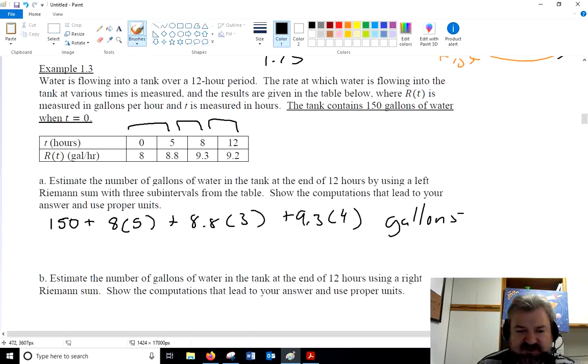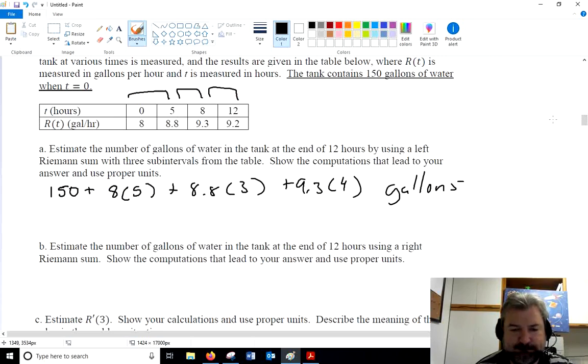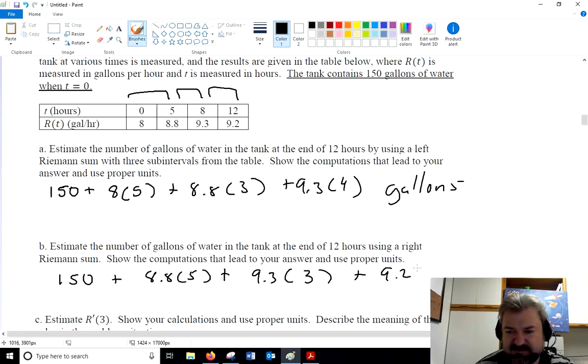All right, let's do the same one, this time with a right Riemann sum. Well, again, I start with 150 gallons, and then for 5 hours, we're saying we were getting 8.8 gallons per hour because we're using the right endpoint. Plus, then for 3 hours, we got 9.3 gallons per hour. And then for 4 hours, we got 9.2. And that, of course, is in gallons.